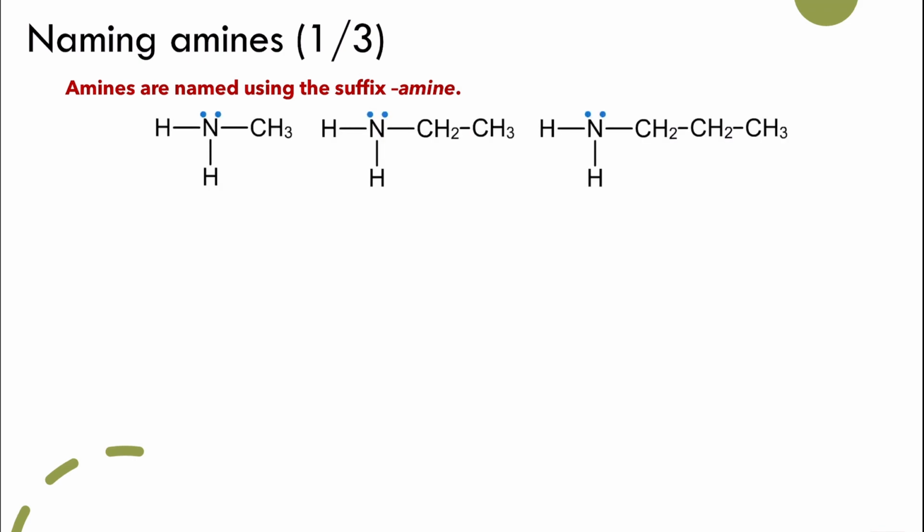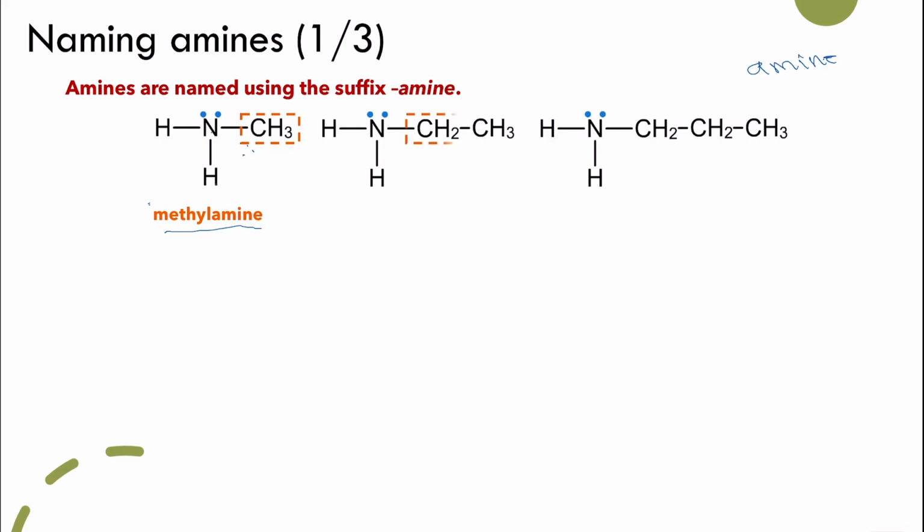So what about amines? With amines, we usually use the suffix amine. Let's have a look at this one. This is a primary amine. It has only one methyl group attached to the nitrogen and two hydrogens, so we will call that methylamine. Of course, the amine only has one nitrogen, and because it's the parent name, we will call it just methylamine.